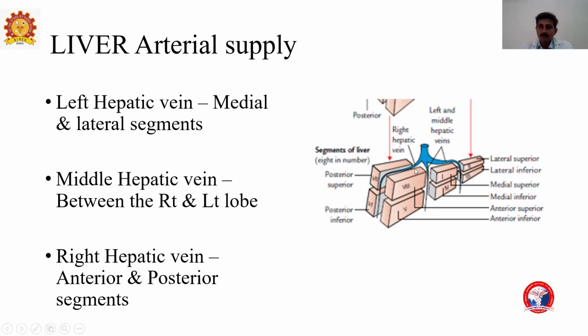Middle hepatic vein divides them into a physiological right lobe and physiological left lobe. Between the right and left lobe, we have the middle hepatic vein. Right hepatic vein runs between the anterior group and the posterior group of the right. Okay. We have three veins: right hepatic vein, middle hepatic vein, and left hepatic vein.